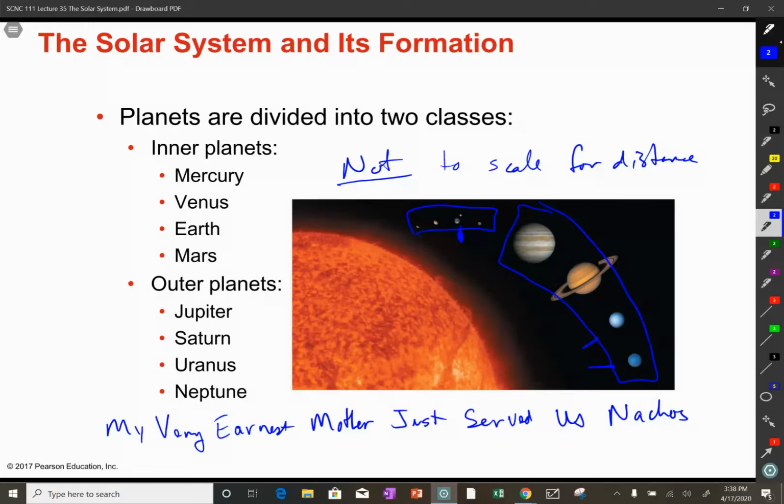Okay, the nachos, one of my students, after Pluto was demoted from being a planet, we used to have that N was 9. It was 9 pizzas or 9 pies. And they said, well, let's change it to nachos. So that's what I use to memorize it. So you have M with a Y at the end for Mercury, very, V for Venus, earnest, E for Earth, mother, M for Mars. Notice there's 2 M's, so that last letter in my is what tells you which one's Mercury and which one's Mars. Just for Jupiter, served for Saturn, us for Uranus, nachos for Neptune.